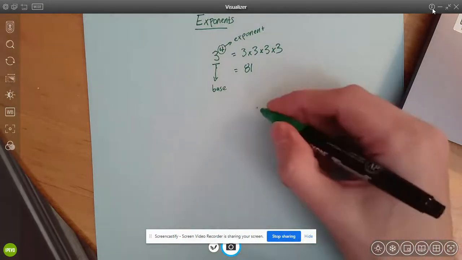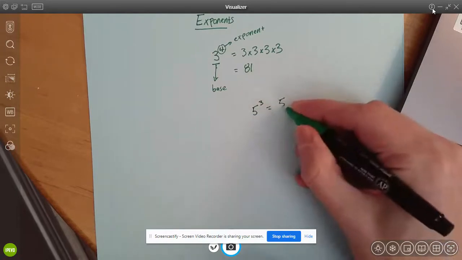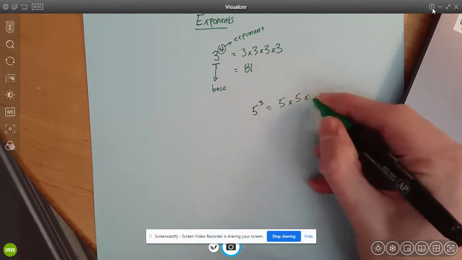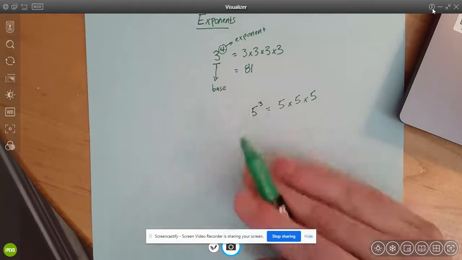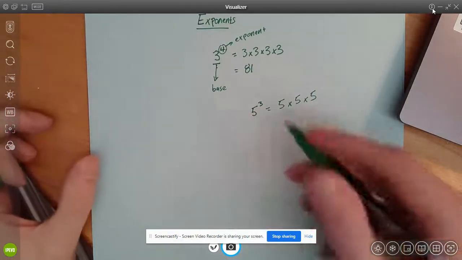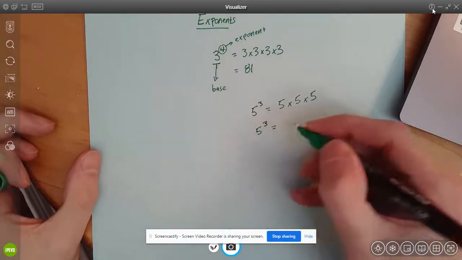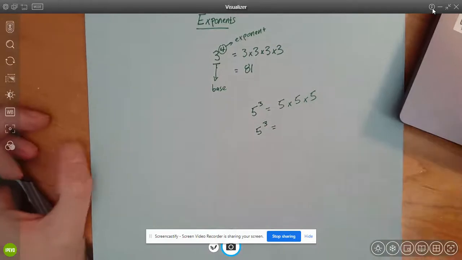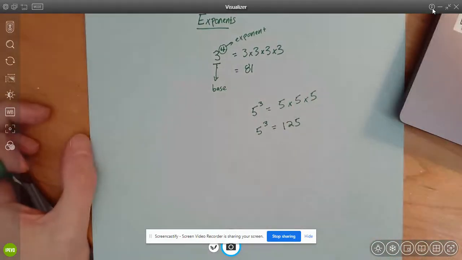So there are different instructions that I could give you. When I say write in expanded form, that means I want you to write it as repeated multiplication. So expanded form means repeated multiplication. If I say evaluate, which you're going to see all the time in math class, that just means tell me the answer, which again, you should be able to do on your calculator, 5 to the power of 3.